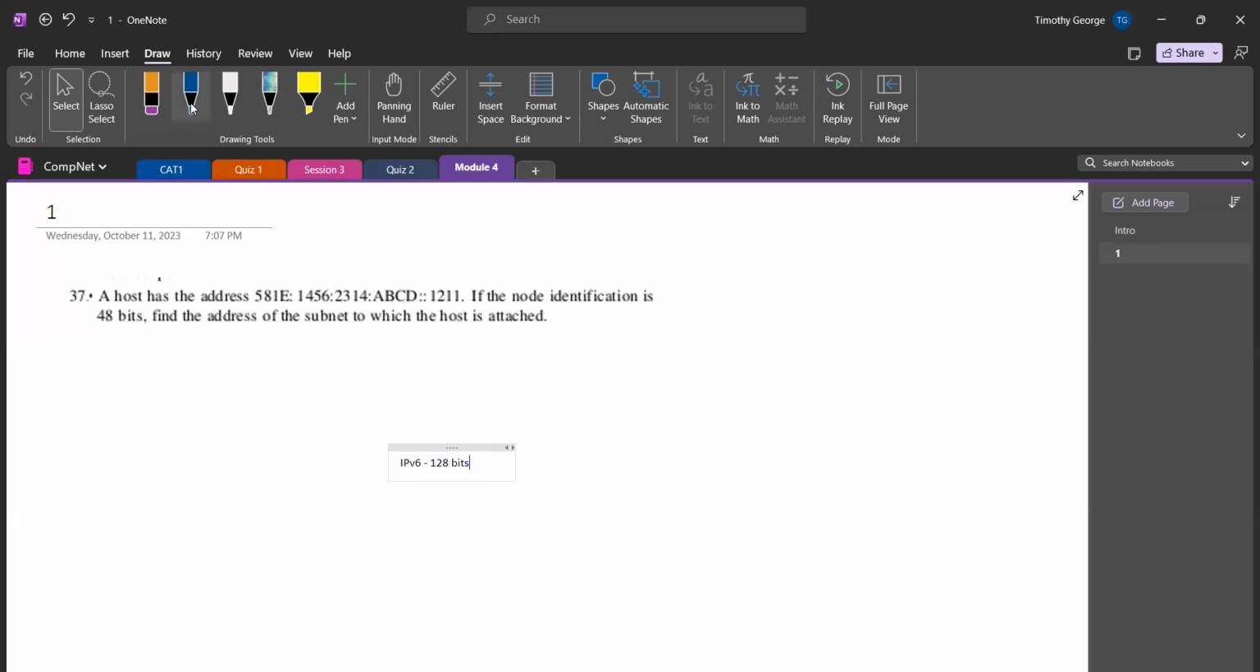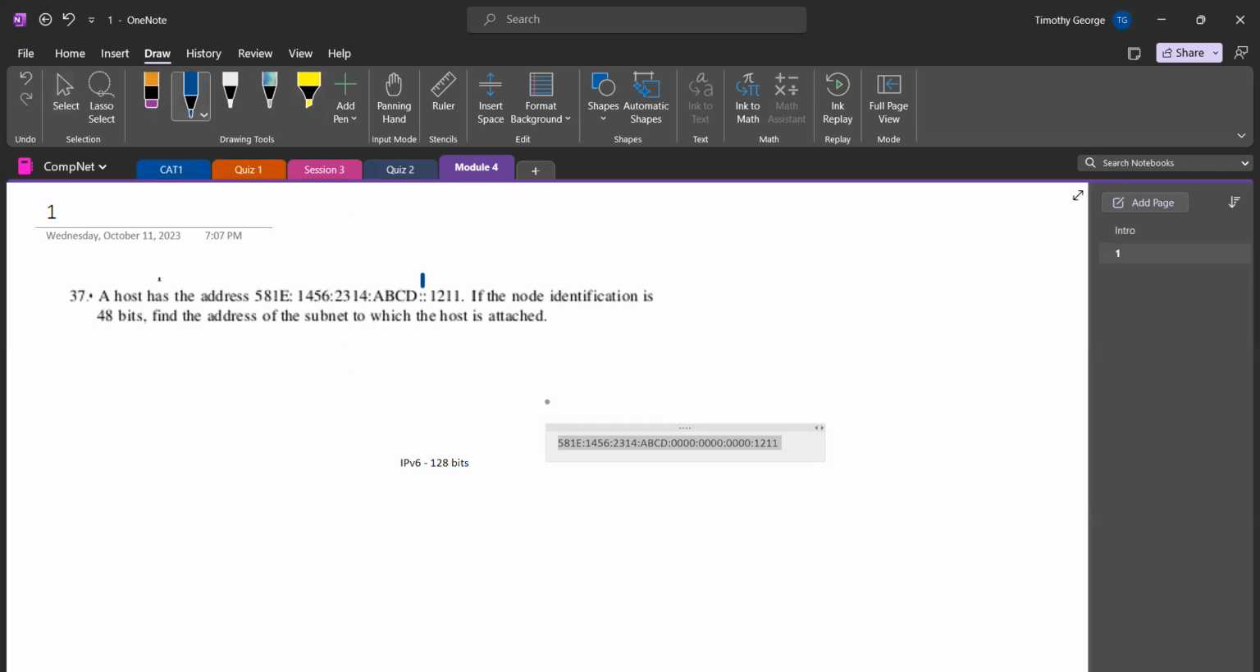They put this double colon, which you should know is zero compression, and they've given the last 4 digits. So how would you write this in full? 581E 1456 2314 ABCD something 1211. How many zeros would you need until you reach 32? 32 into 4 will be 128. So let's have 000 000 000, and I think we have reached 4, 8, 12, 16, 20, 24, 28, 32. So this is the full IPv6 address that we have here.